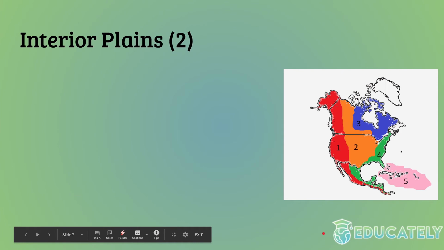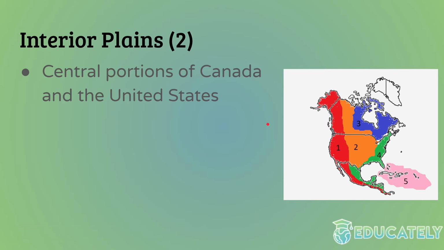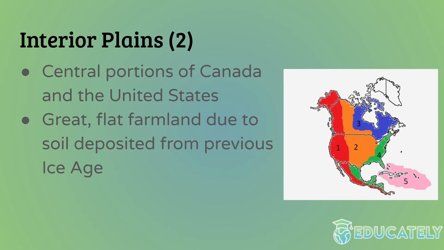So next up we have the interior plains, number 2 on this map. It's in orange. This really comprises the central portions of Canada and the United States. And it's great flat farmland. It's definitely not as mountainous. Nowhere near as mountainous as what we just talked about.